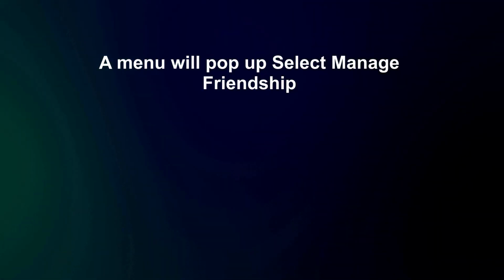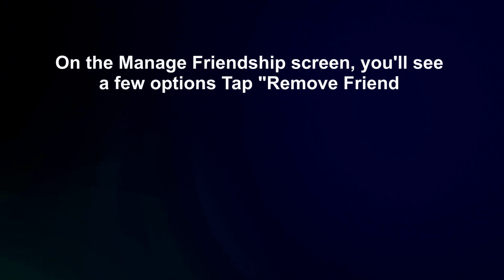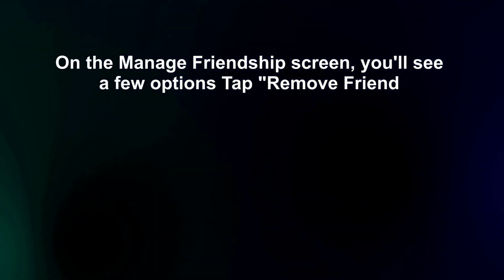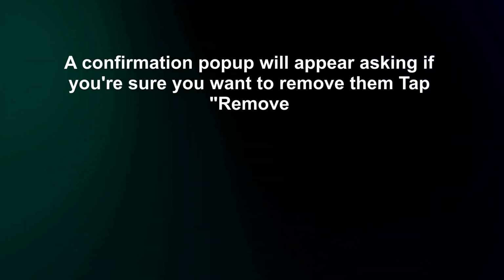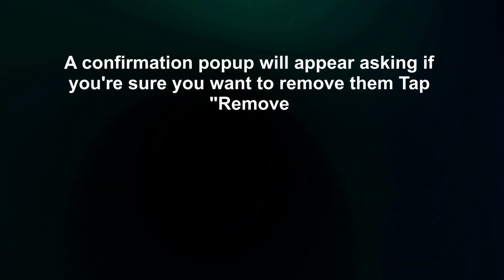Select Manage Friendship. On the Manage Friendship screen, you'll see a few options. Tap Remove Friend. A confirmation pop-up will appear asking if you're sure you want to remove them. Tap Remove. And that's it.